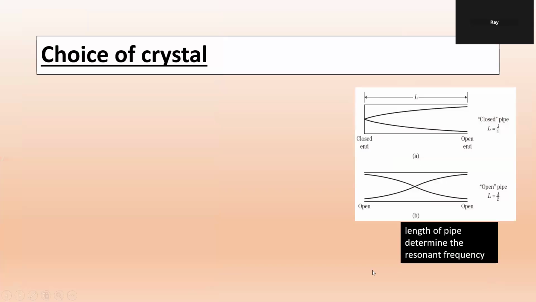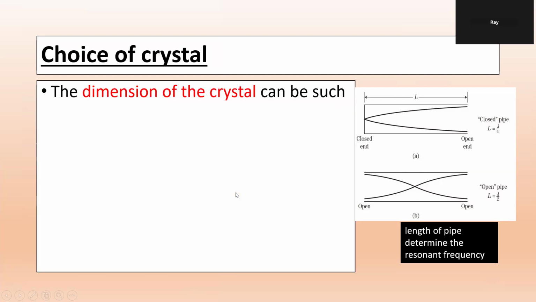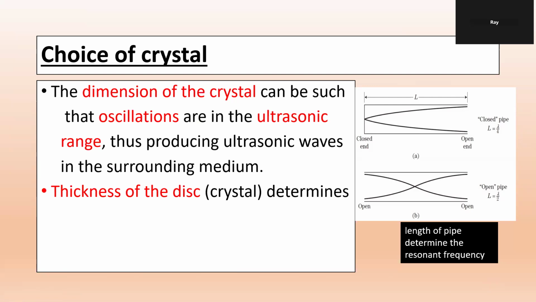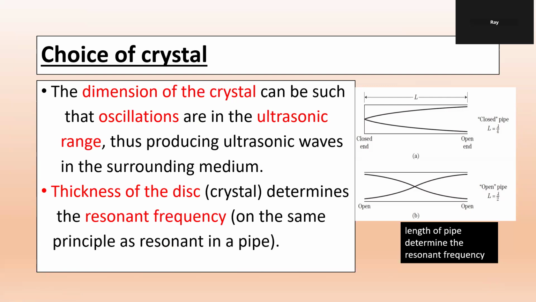Same idea as resonance in the enclosed pipe and open pipe. The choice of crystal and dimension of the crystal can be such that the oscillations are in the ultrasound range, thus producing ultrasonic waves in the surrounding medium. The thickness of this determines the resonant frequency, on the same principle as resonance. We don't need to go into more detail.